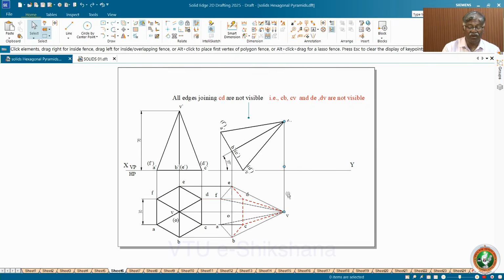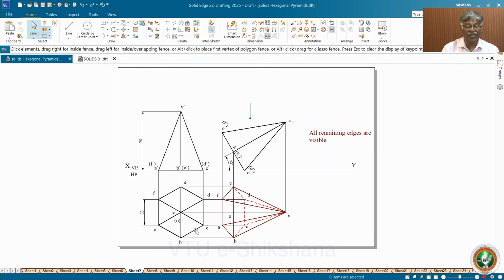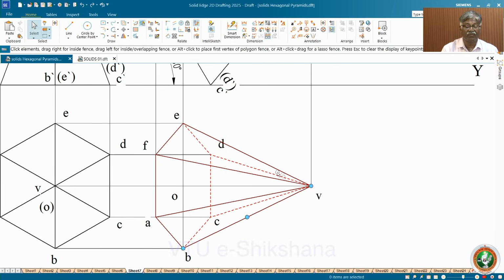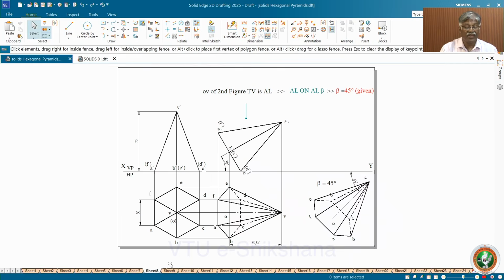Second phase is all remaining edges are visible. Okay, all remaining edges are visible. I have made all remaining edges visible. Whether slant edge or base edge, don't worry. All edges are visible. Next comes the inclination to the VP.